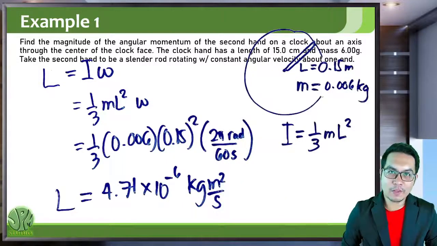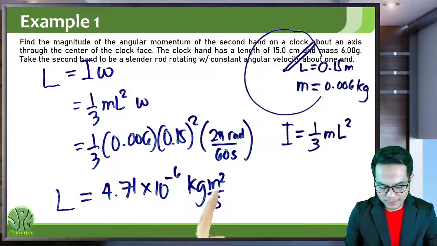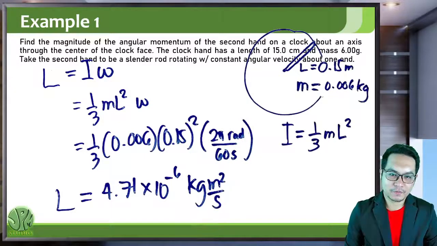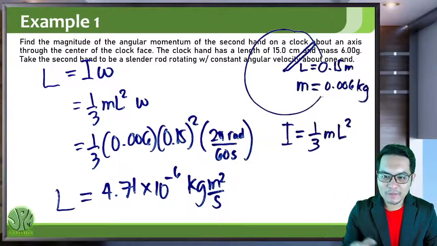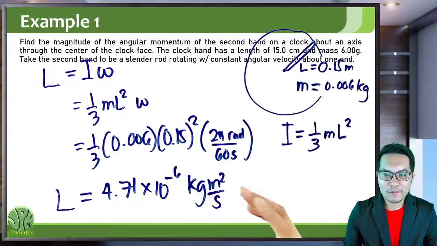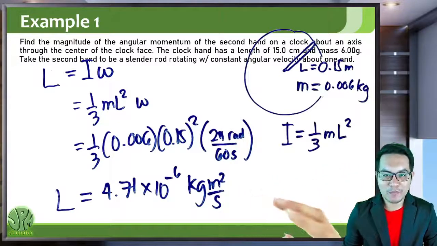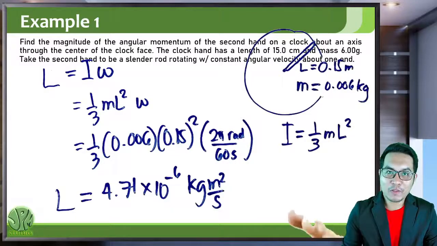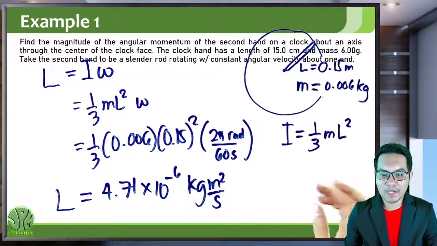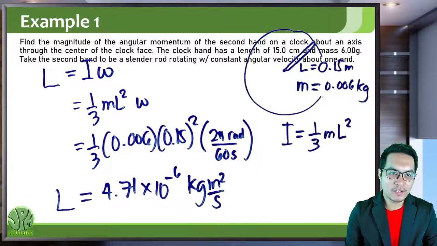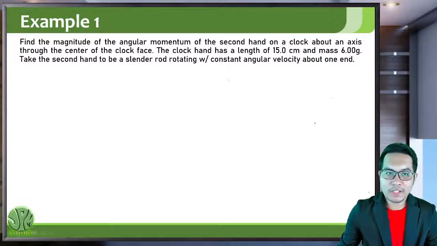It's the same with torque. There's no special unit for angular momentum. It's R times P, position times momentum. Position is in meters, and momentum is mass times velocity, so kilogram meter per second. So you will have kilogram meter squared per second. Okay. So let's have another example.